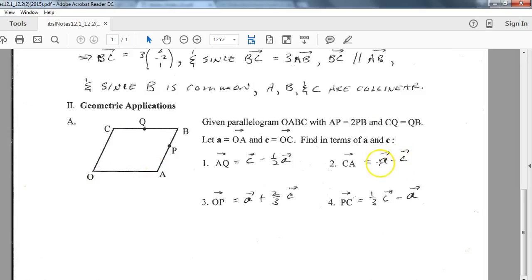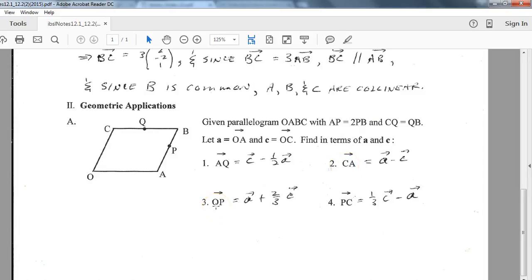So I got negative C plus A is going to get me there. Or you can call it A minus C, same thing. In terms of what we've already done, that would just be the terminal minus the initial. So A minus C would be the same concept.